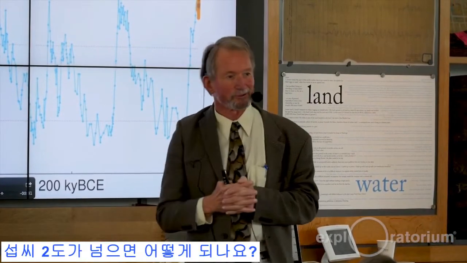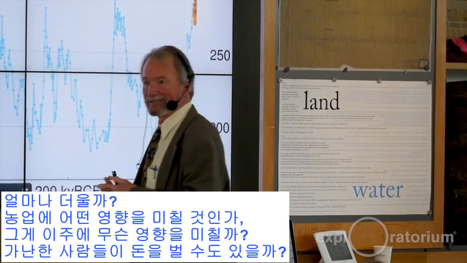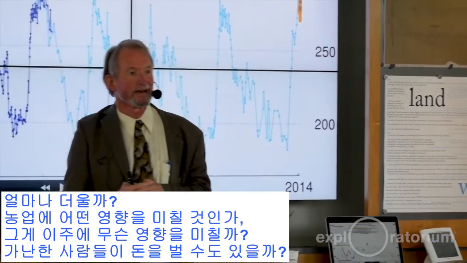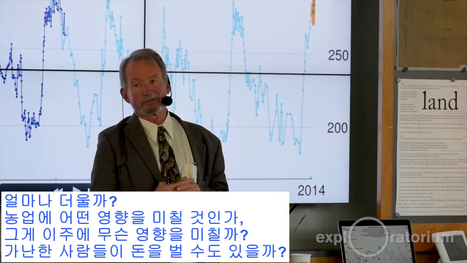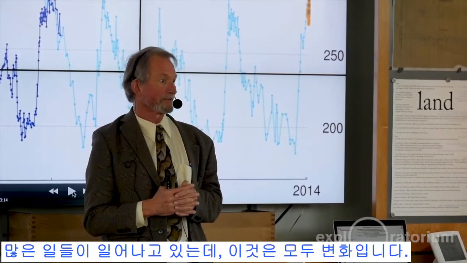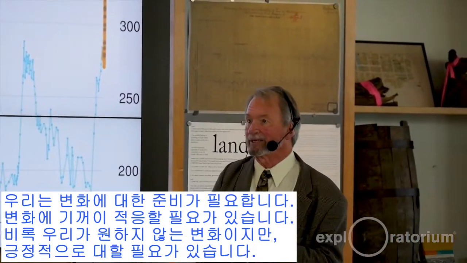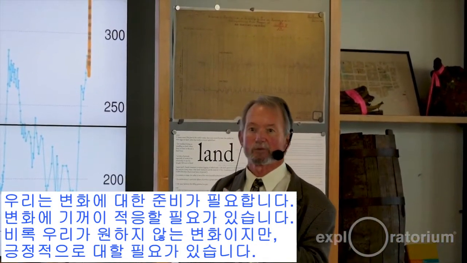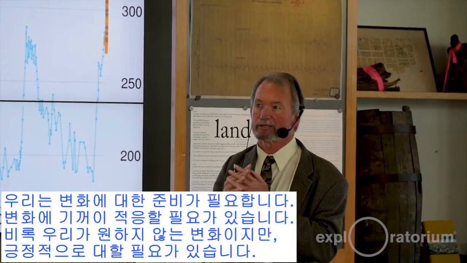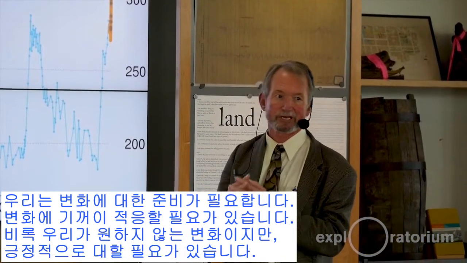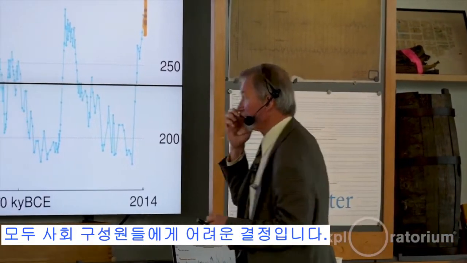What if it's more than 2 degrees Celsius? How hot's it going to get? How's our agriculture going to be? What's that going to do to immigration? What's that going to do to poverty? What's this going to do to opportunities to make money? I mean, there's a lot of things happening here. But it's change. And we need to be prepared for change. We need to be willing to adapt to change. And we need to be able to try to deal with those aspects of change we don't like. Those are all tough decisions for society.